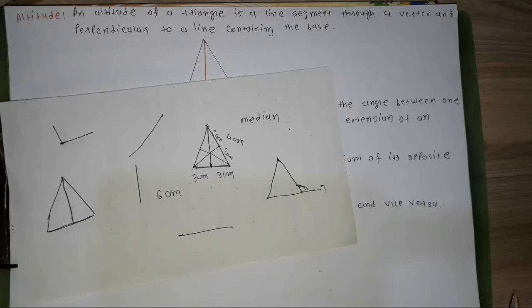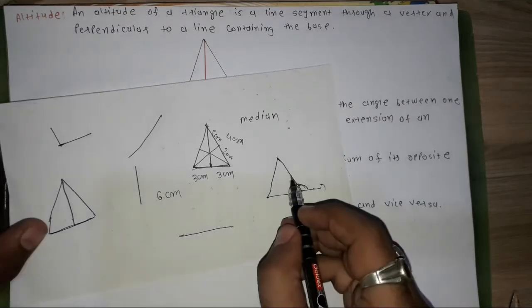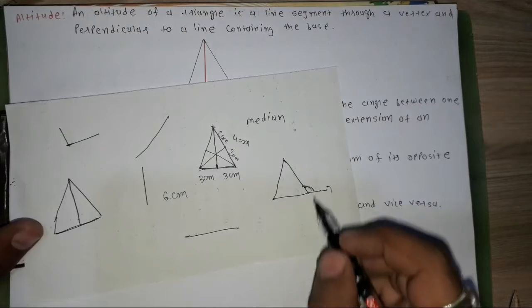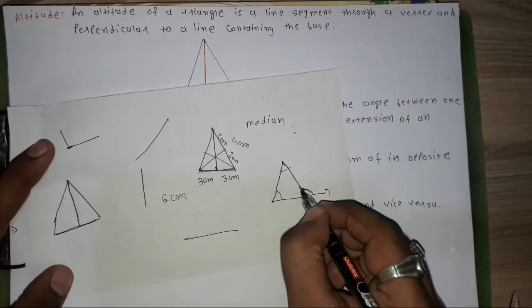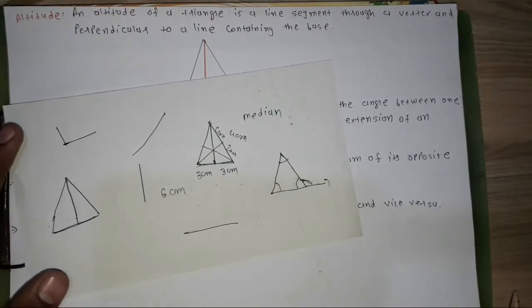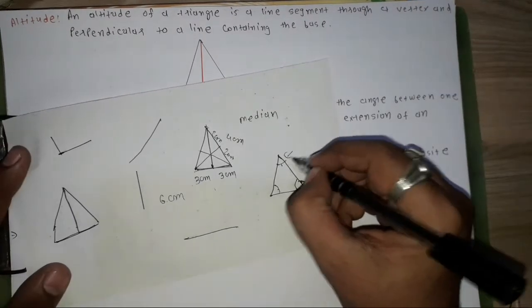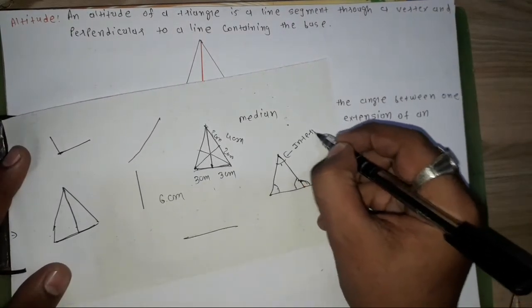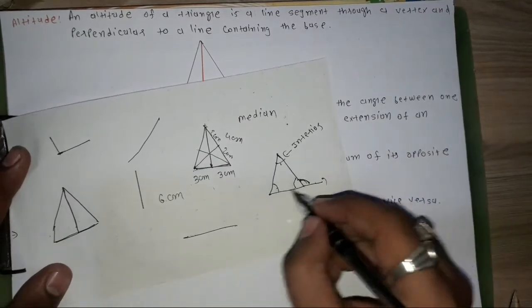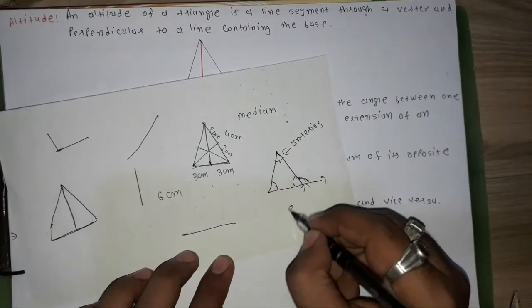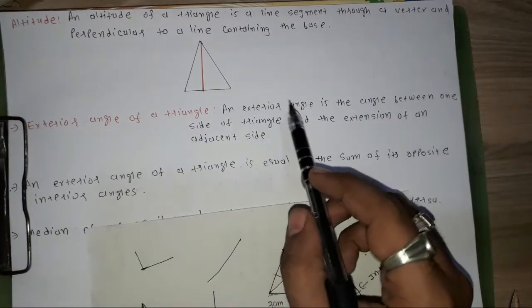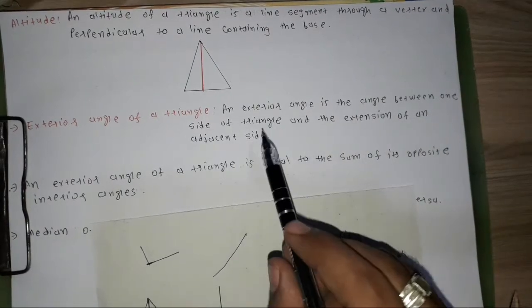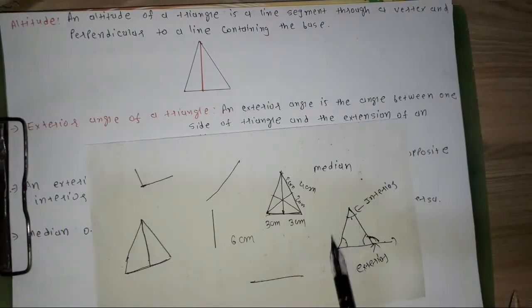Basically, exterior angles, we can easily understand, are angles which are outside the triangle, and angles which are inside the triangle are called interior angles. So angles which are inside the triangle are called interior angles, and angles which are outside the triangle are called exterior angles. So an exterior angle is the angle between one side of the triangle and the extension of an adjacent side.